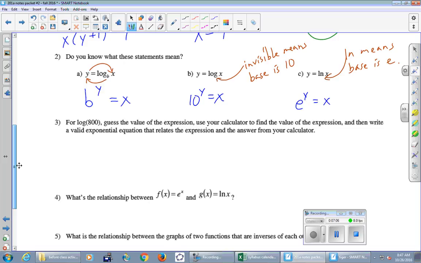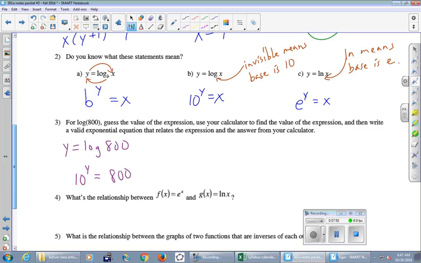Okay, so let's take a look at number 3, which is talking about log of 800. It says guess the value of the expression, then we'll use our calculator to find a decimal approximation, and then we're going to write some exponential equation. So first of all, log of 800. Let's just give it a name. How about we call it y? Just to name it. And as soon as we've named it, we can write the exponential version of that equation. What to the what equals what? 10 to the y equals 800. Everyone agree? These two equations are equivalent to each other. They mean exactly the same thing.